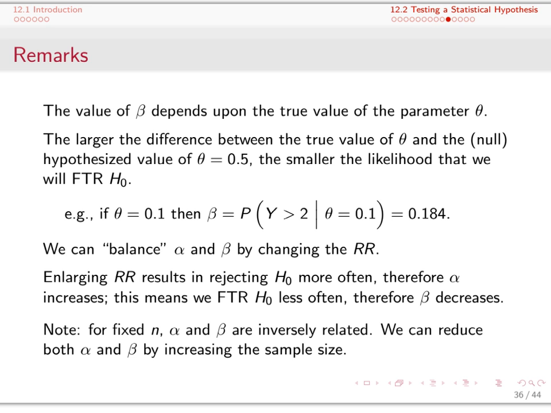It's also worth noting that we can balance the probabilities of a type 1 and type 2 error by changing our rejection region. If we enlarge the rejection region, that results in rejecting the null hypothesis more often. In other words, the probability of a type 1 error increases. This also means that we will fail to reject the null hypothesis less often. Therefore, the probability of a type 2 error decreases. So for a fixed sample size, the probability of a type 1 error and the probability of a type 2 error are inversely related. But it is worth knowing that we can reduce both probabilities of a type 1 and a type 2 error by increasing our sample size.